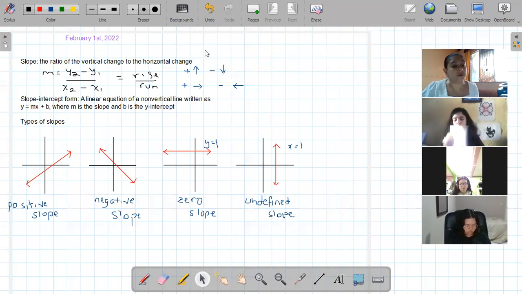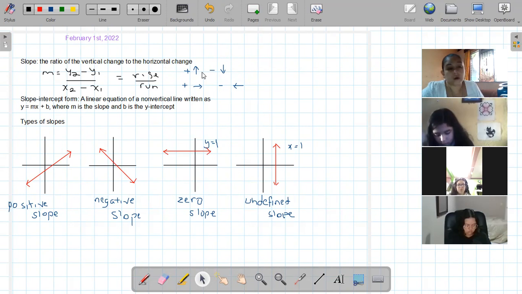Today we're going to start a new topic. So the first thing, as usual, is definitions. So let's define some words. The first word that we're going to define is slope. What is the slope? In Spanish, slope means pendiente.